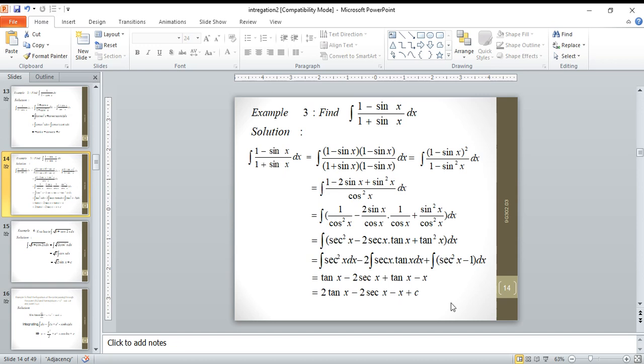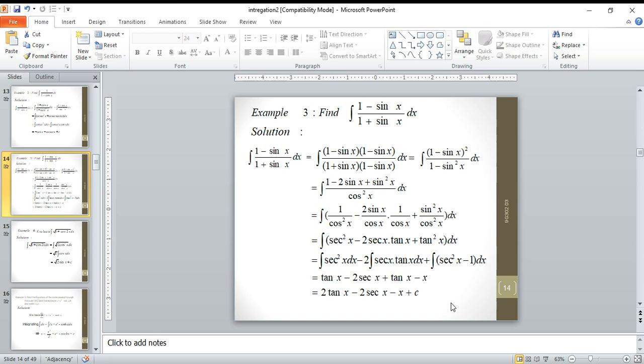Example 3. Find the integral of (1 minus sin x) by (1 plus sin x) dx. Solution: the integral of (1 minus sin x) by (1 plus sin x) dx. No option is there, so rationalize. Rationalize 1 plus sin x, that is, multiply and divide with 1 minus sin x.